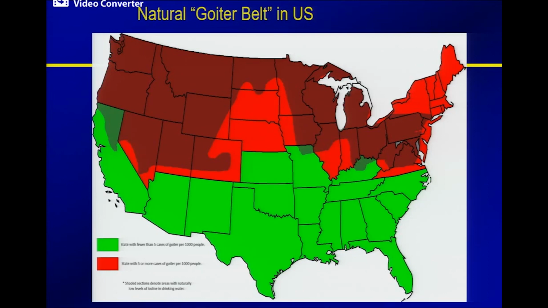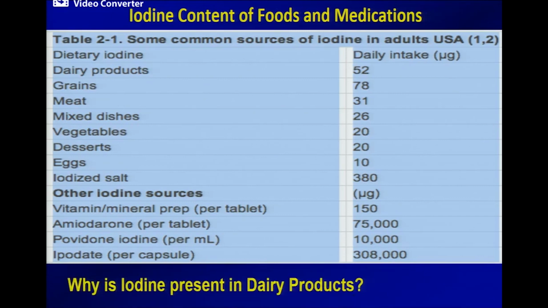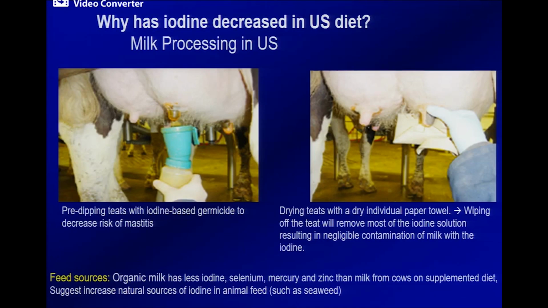So next slide, please. So this is the iodine content of various foods, and one of the things I'm going to point to the most is that iodine is present in dairy products. Does anyone have any idea why we would have iodine in dairy products? Anyone? Why do we have it in milk? This is the question I give to all the medical students, so I don't get big answers. Yes?